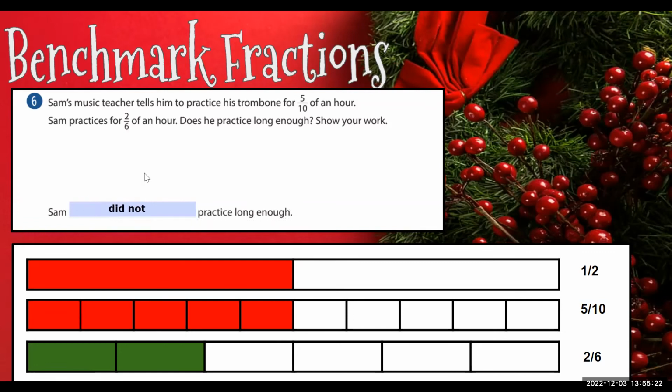So benchmark fractions is more so a mental strategy. I suggest that students understand the strategy for testing purposes. Yes, they need to know the other strategies, LCM and using equivalent fractions to compare, but they also need to know that time is of the essence and our state tests are timed, and knowing different strategies will help them on the test.